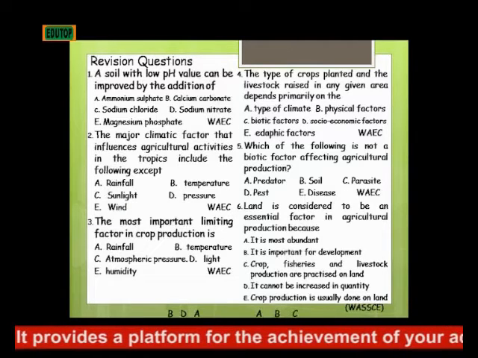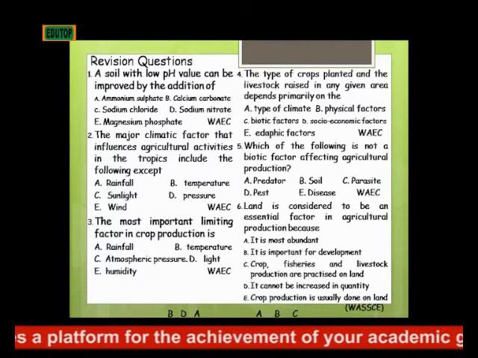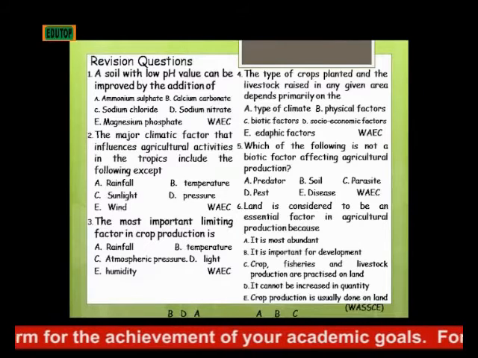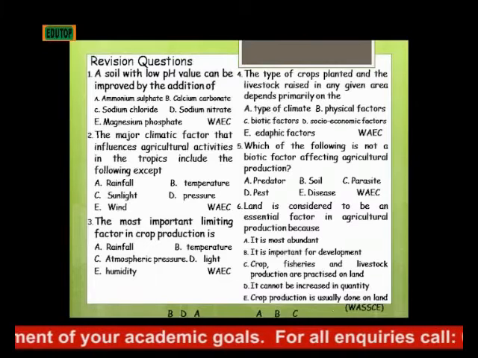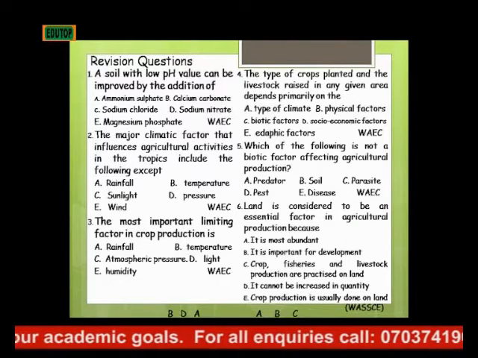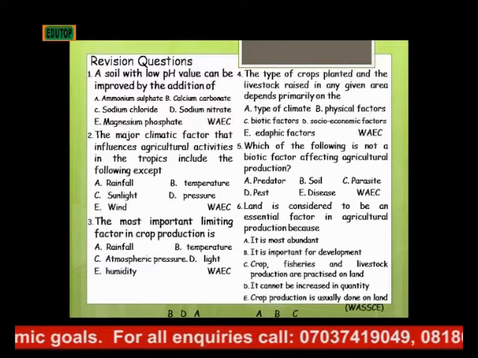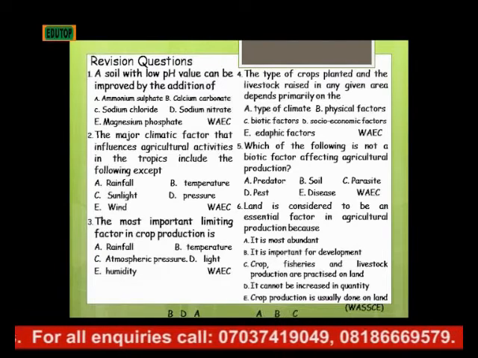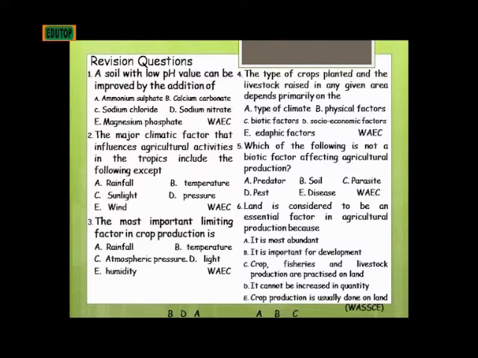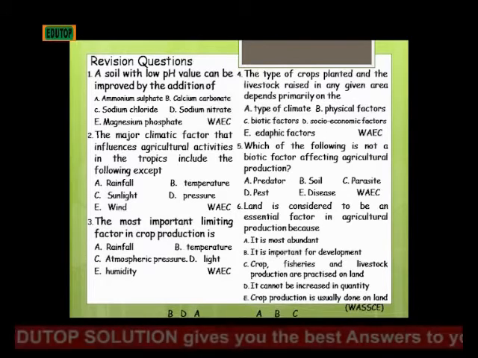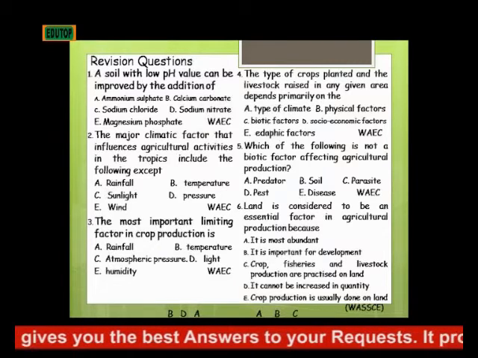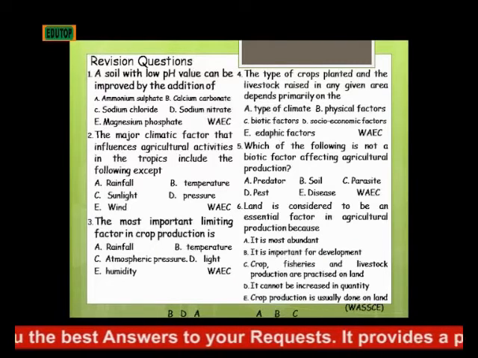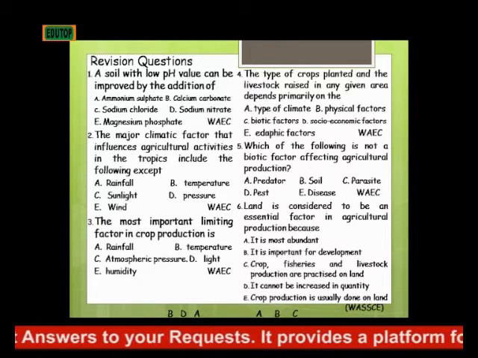Then the next question is question number 2. The major climatic factors that influence agricultural activities in the tropics include the following, except A. Rainfall, B. Temperature, C. Sunlight, D. Pressure, E. Wind. The answer is D, pressure. The others influence agricultural activities, as the question says.